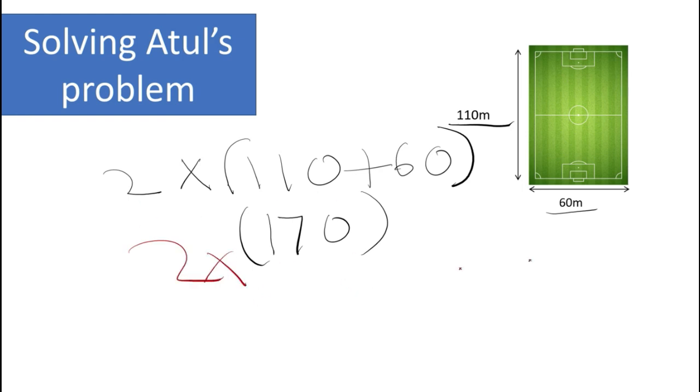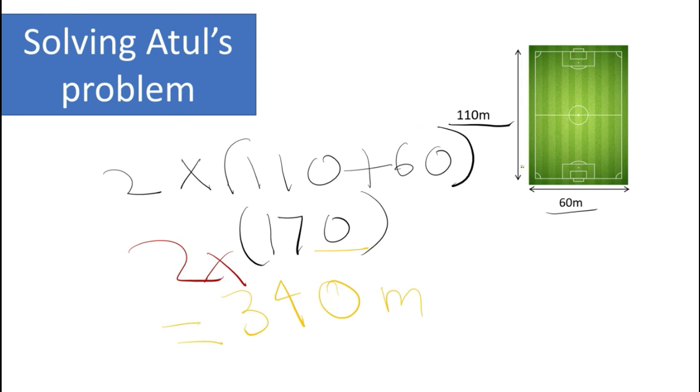Okay, so now we can just ignore the 0, and 2 into 17. Now 2 into 17 is equal to 34, and 0, so the perimeter is 340 meters. Okay, so now we have helped Atul solve his brain-racking question.